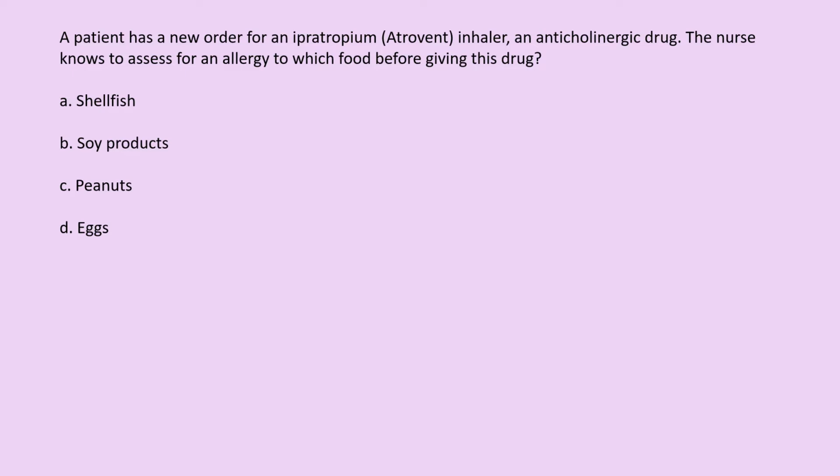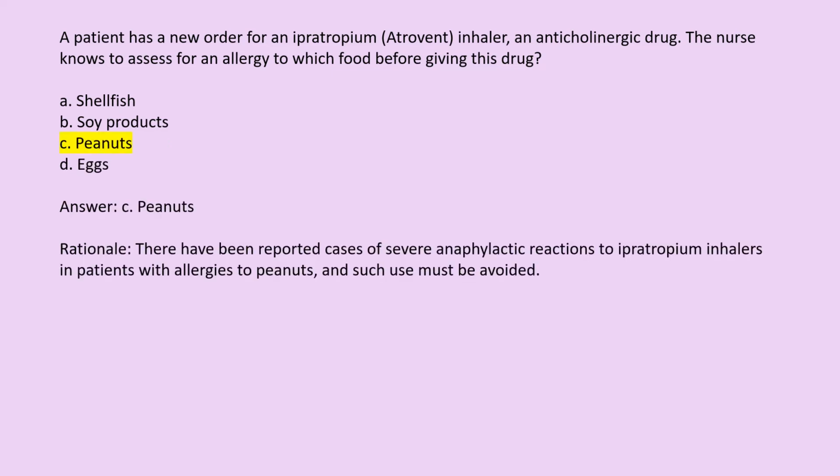A patient has a new order for an Ipratropium, Atrovent, inhaler, an anticholinergic drug. The nurse knows to assess for an allergy to which food before giving this drug. A. Shellfish. B. Soy products. C. Peanuts. D. Eggs. Answer. C. Peanuts. Rationale. There have been reported cases of severe anaphylactic reactions to Ipratropium inhalers in patients with allergies to peanuts, and such use must be avoided.